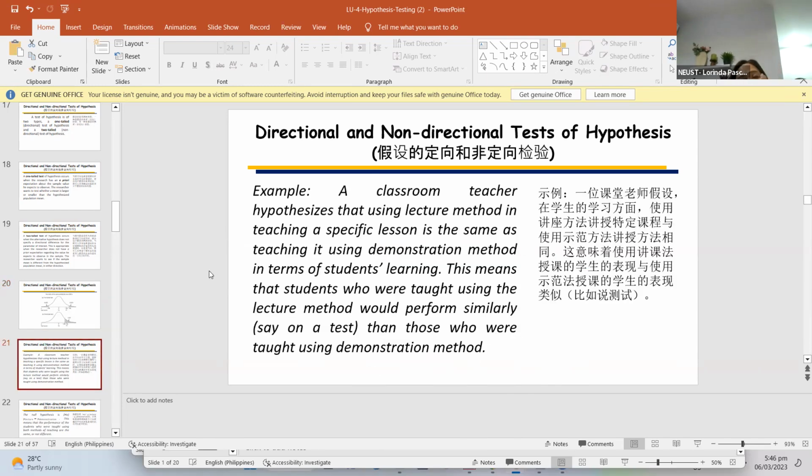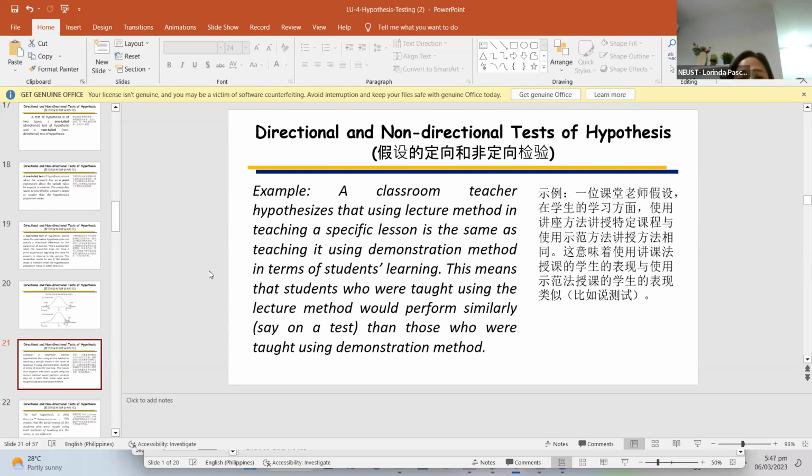So example, may example na naman tayo. A classroom teacher hypothesizes that using lecture method in teaching a specific lesson is the same as teaching it using demonstration method in terms of students' learning. So this means that students who were taught using the lecture method would perform similarly, say on a test, as those who were taught using demonstration method.